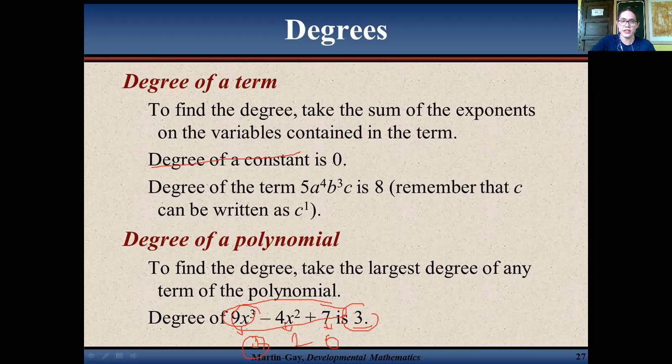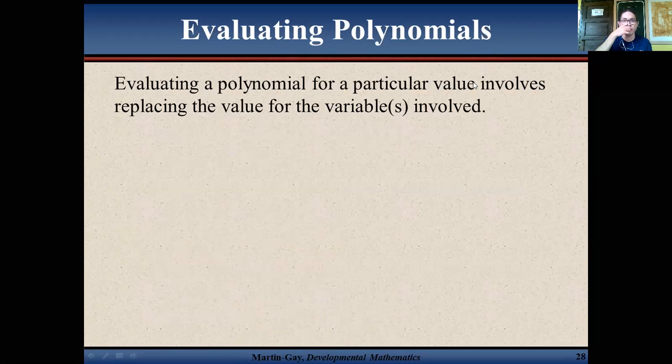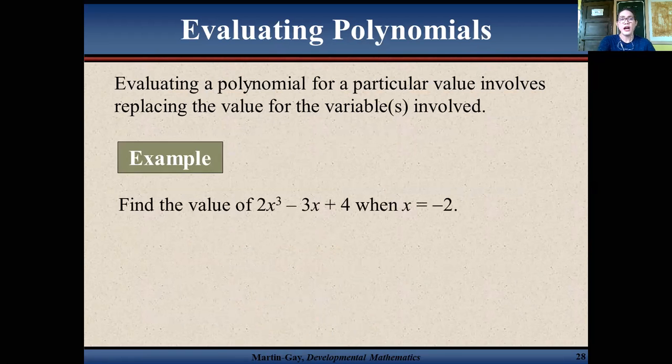I hope you are learning a lot of things today in this video discussion. Evaluating a polynomial for a particular value involves replacing the value for the variables involved. Example, how to find the value of 2x cubed minus 3x plus 4 when x is equal to negative 2. All you have to do is substitute the value of x. Since x is negative 2, just replace it, and then you can evaluate it.